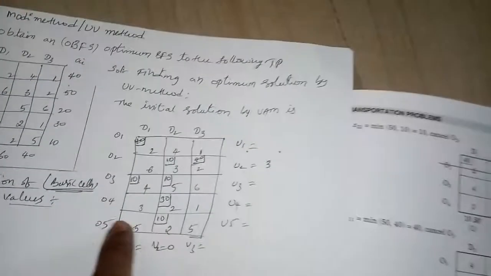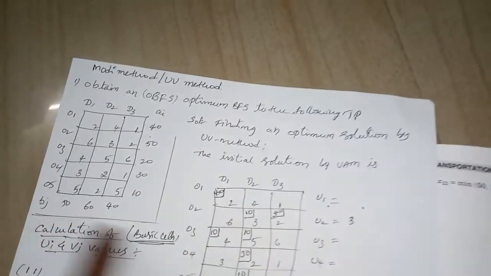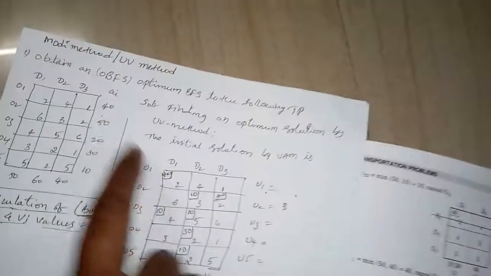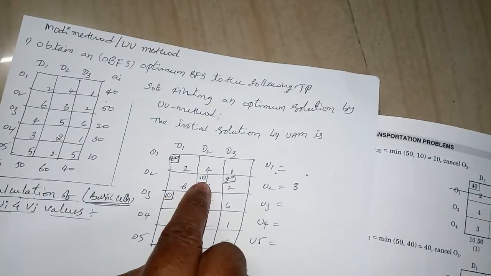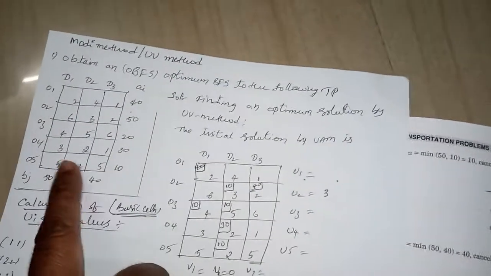these basic cells: 40, 20, 40, 10, 50, satisfying the requirements 10, 10, 20, 50, 60. So 60 is satisfied, 40 is satisfied, and 40 row wise. 10 plus 40 is 50 row wise. 10 plus 10 is 20 row wise, 30 row wise, 10. So all the rim requirements are satisfied.